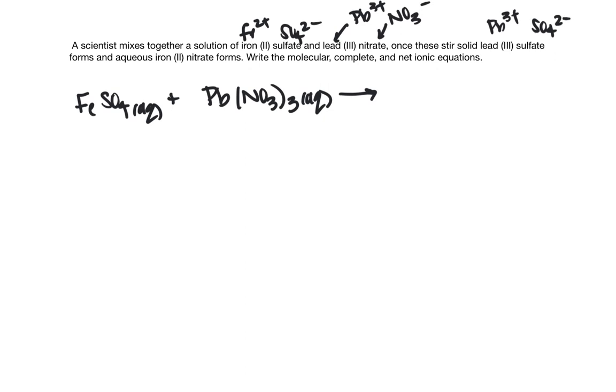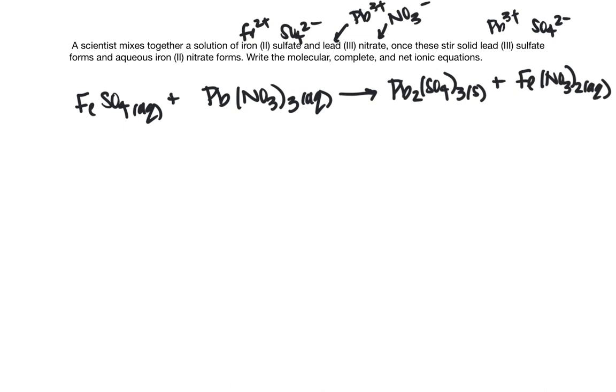And when we mix these together, we'll have 2 lead, so Pb2(SO4)3, and this is going to be solid, plus iron(II) nitrate, so we have Fe2+ and NO3-, so we have 2 of those, and it's aqueous. So now we have this, and we need to balance this equation.